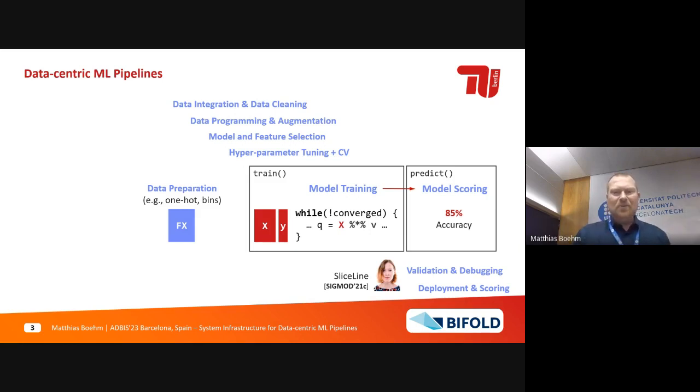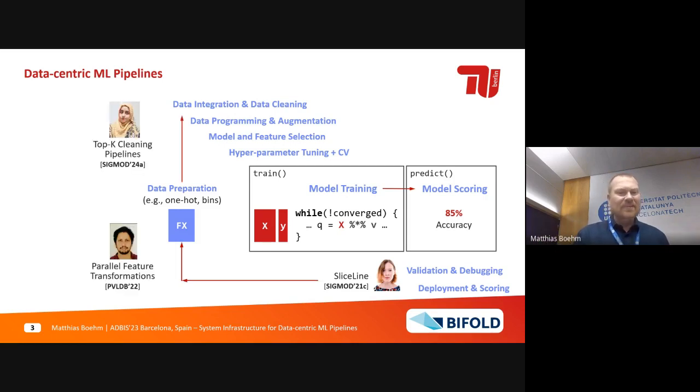In this entire scope, we've done quite some work. Here you see a reference for SliceLine for model debugging. I will talk some more about this. Then recently we had work on how to perform efficient parallel feature transformations, as well as how we enumerate data cleaning pipelines. However, data-centric pipelines are even larger.